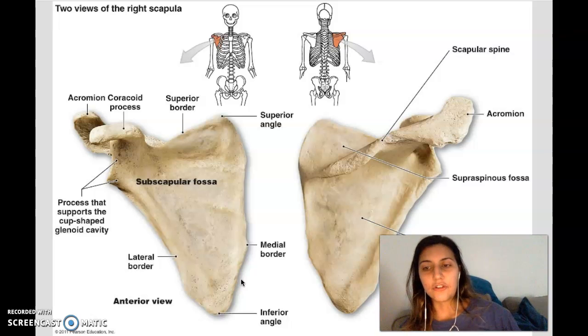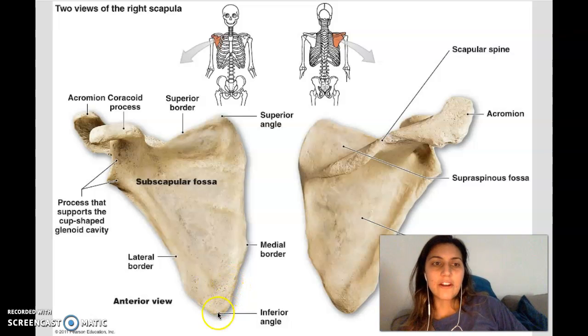So here, in addition to the attachments that we've talked about with previous muscles, there are muscles that attach to the scapula that also are involved with rib movement. Moving down to the inferior angle of the scapula, teres minor attaches here, and a small part of latissimus dorsi attaches to this inferior angle.